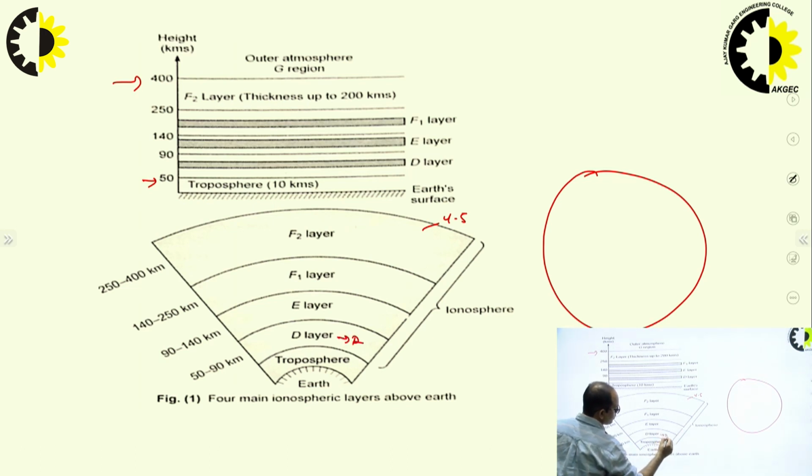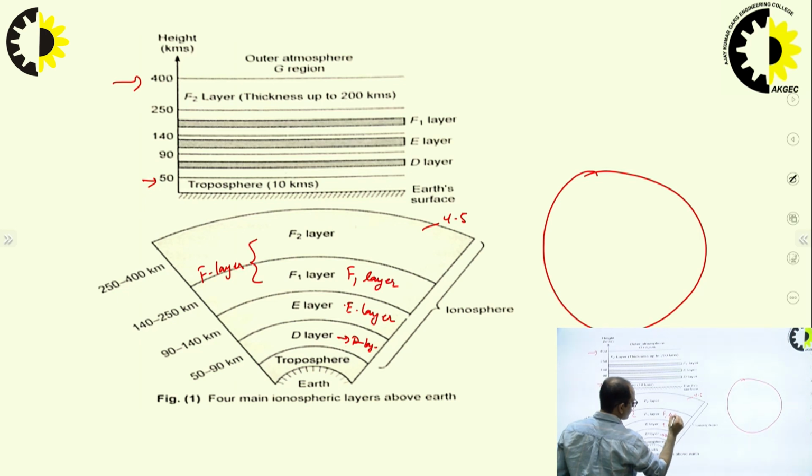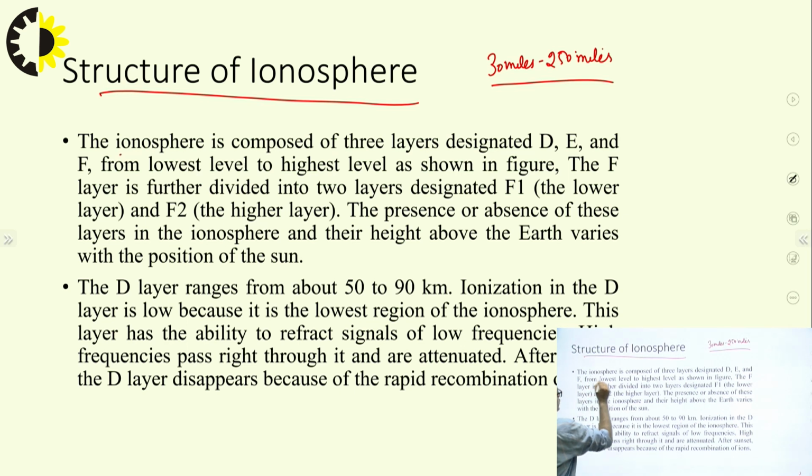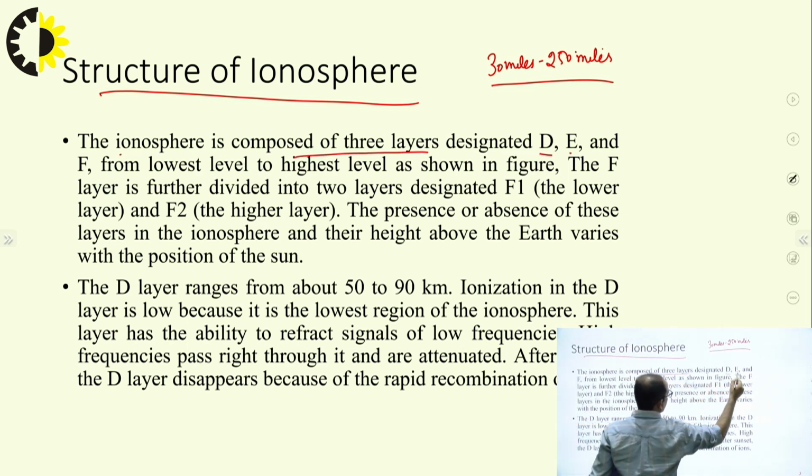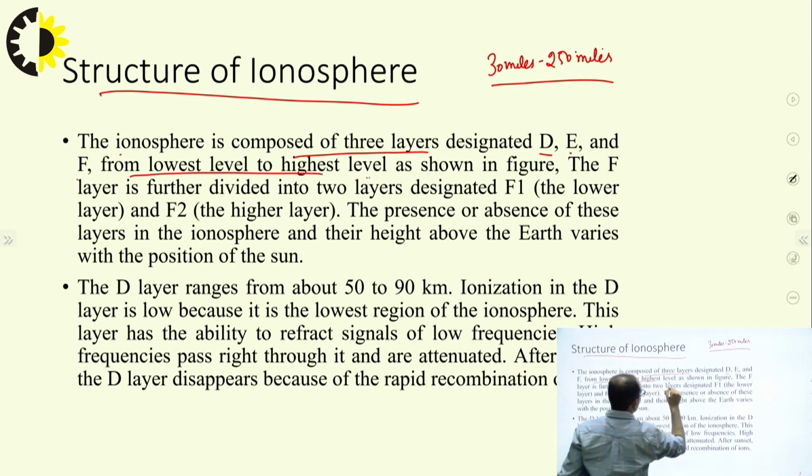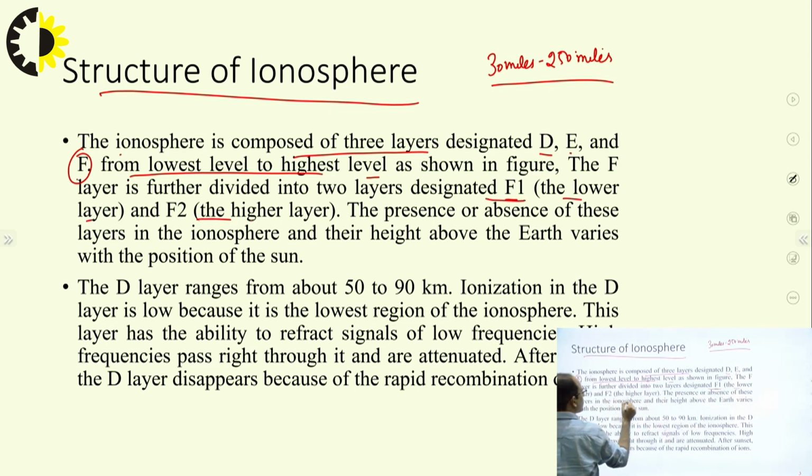That is, the first layer is the D layer, and then the E layer, and then the F layer, and it can be further divided into 2 types, that is the F1 layer and the F2 layer. Clear? So the ionosphere is composed of 3 layers, known as D, E and F, from the lowest to the highest level, and the F layer is further divided into 2 parts, F1 the lower layer and F2 the higher layer.